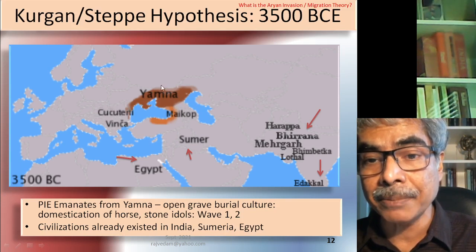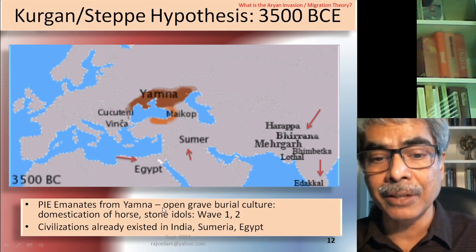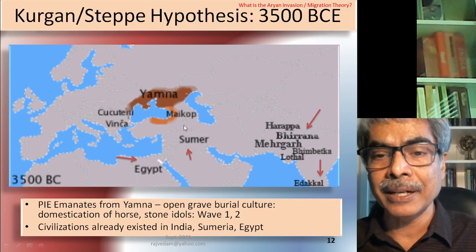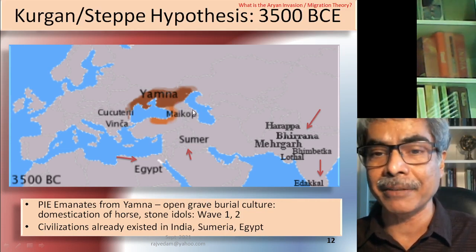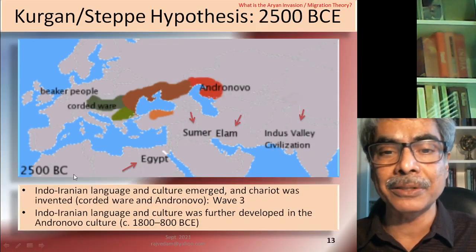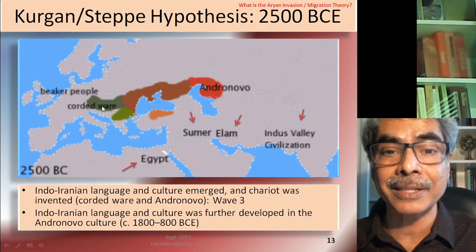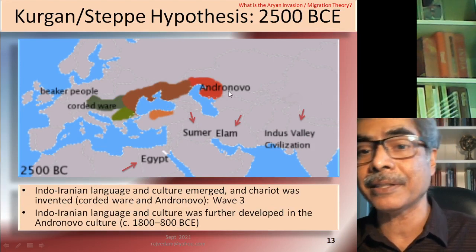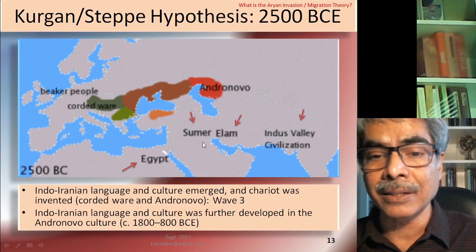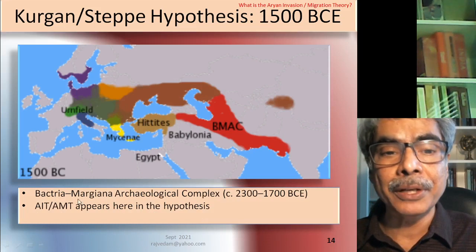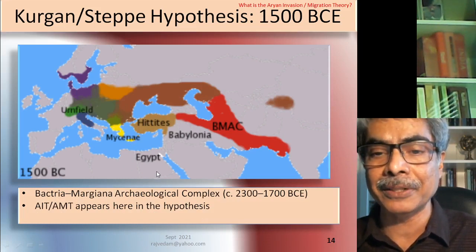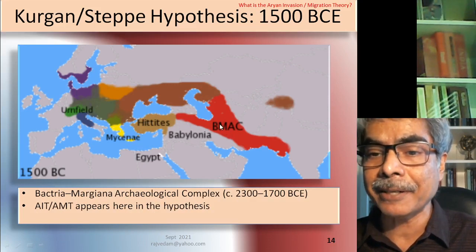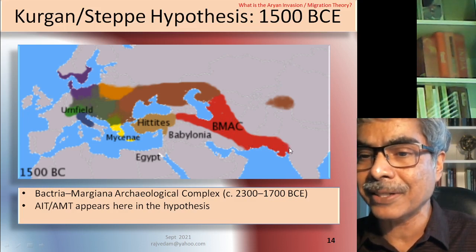So these people in Yamnaya are supposed to have domesticated the wild horse. And once they domesticated the wild horse, they're supposed to have gone out in several waves. And it says by 2500 BCE, they spread to the west as Corded Ware people, to the east as Andronovo people, and going on to 1500 BC, they specialized in the Hittites, Mycenaeans, Babylonians, and such people. And we see the Bactria-Margiana Archaeological Complex here entering into Sindh in India.